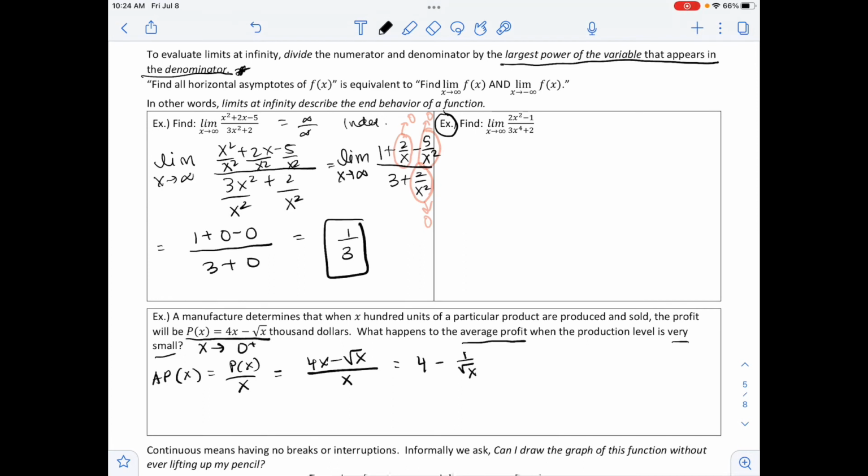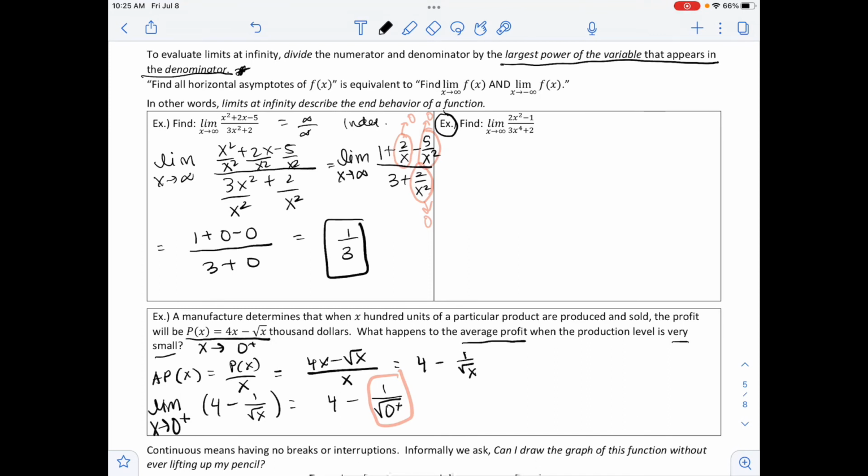And so for this, the limit as x approaches 0 from the right of 4 − 1/√x would be equal to, and looking at this, we're going to have direct substitution. We'd have 4 minus 1 over the square root of 0 from the right. And so this is something different here. 1 over 0 we know is undefined. However, we are not evaluating at 0. We're just looking at what happens as it approaches 0 from the right.